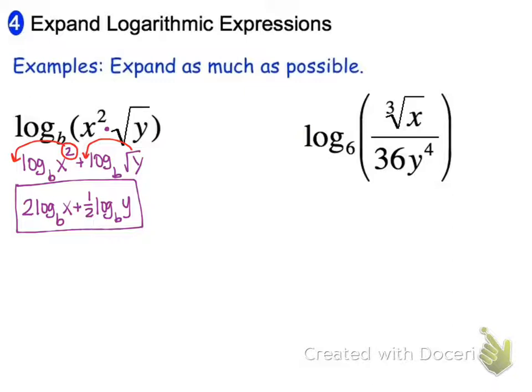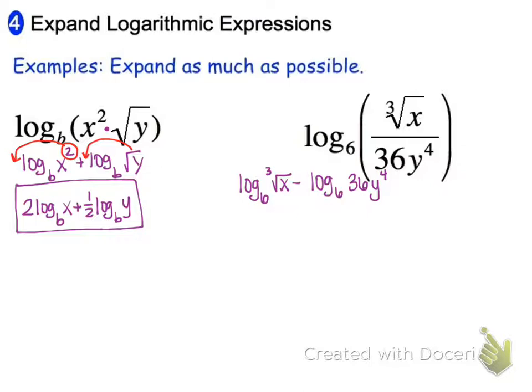Let's take a look at the other example here. So we have the log base 6 of the cubed root of x over 36y to the 4th. Now hopefully the first thing you're noticing is the division there, so you're thinking we should switch this into a subtraction problem. Log base 6 of the cubed root of x minus log base 6 of 36y to the 4th.